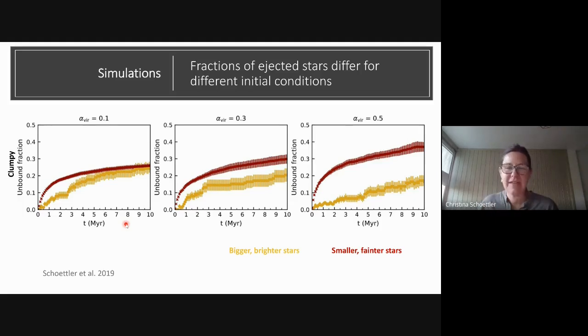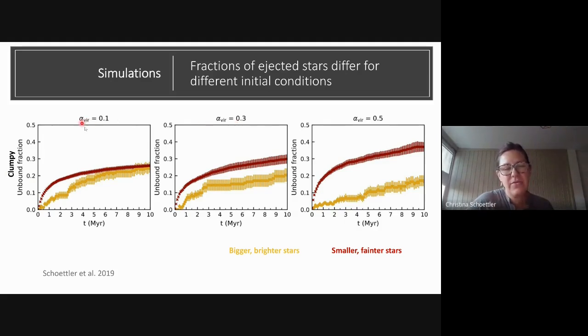Early on, when I started this work, I set up simulations to check whether there is any difference in the fractions of ejected stars depending on the initial conditions that I threw into the N-body simulations. All of these plots you see here are based on a spatially clumpy initial condition. So you have clumps of stars set up in the N-body simulation, and these are then set up with different virial ratios, which is the relation between the kinetic energy in the cluster and its total gravitational potential energy.